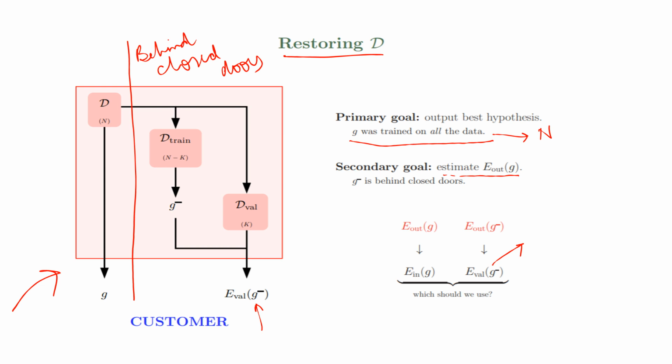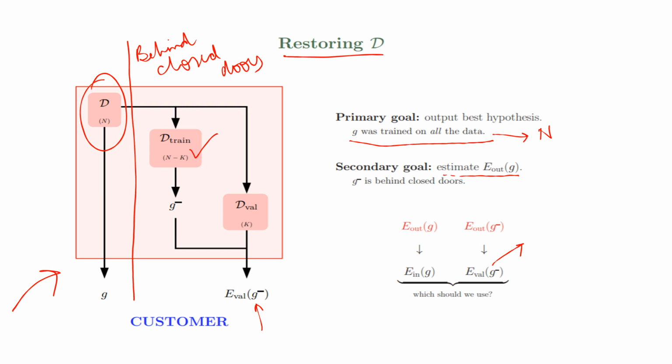Now we know that we have to take out some k points for validation and then use only n minus k points for training, right? But this will cost us in terms of E out, because I'm not taking the entire information provided in my D into account. I'm just throwing away something because I just need an unbiased estimate of E out.